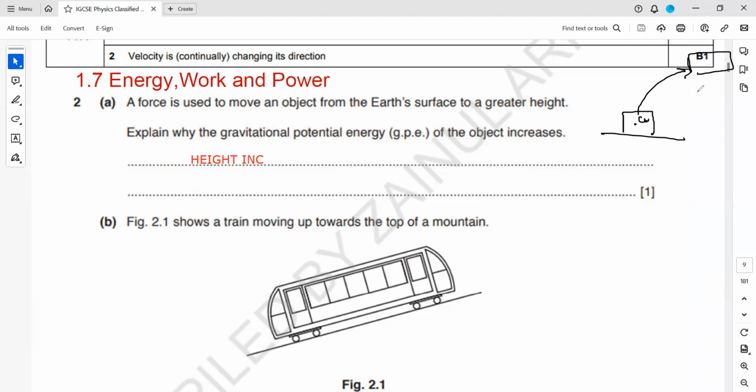So whenever you refer to the increase in gravitational potential energy, mention that the height of the center of mass or center of gravity increases. It moves away from the surface, because the potential energy is mgh.